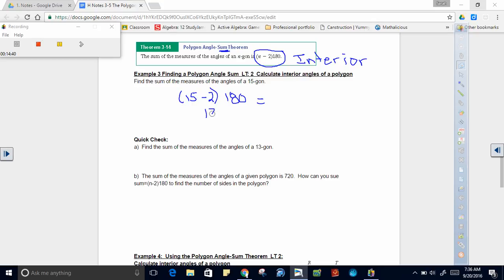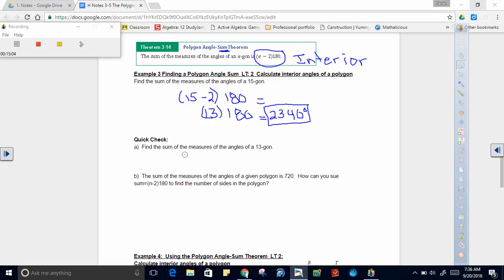15 minus 2 is 13. 13 times 180 will get you 2,340. So remember, that's all of the angles in a 15-gon added up. Okay? So pause here and take a minute for your quick check.